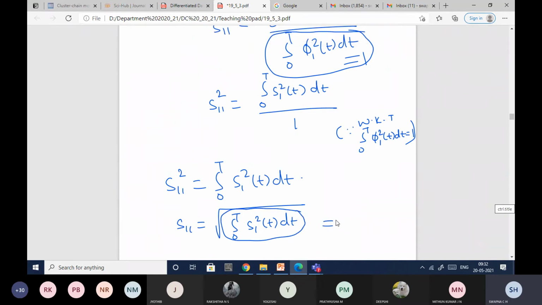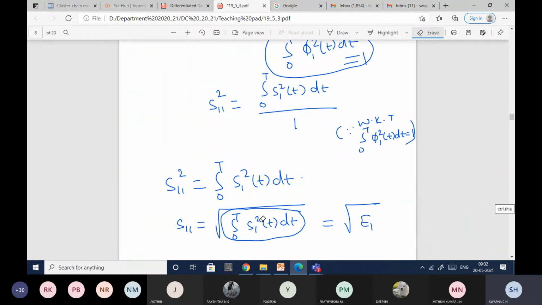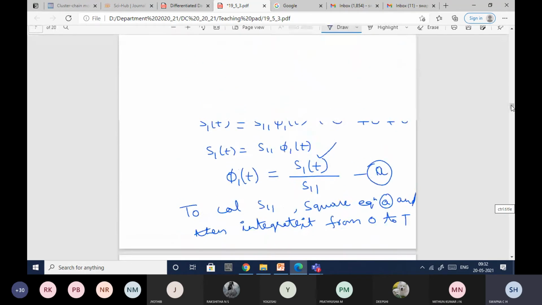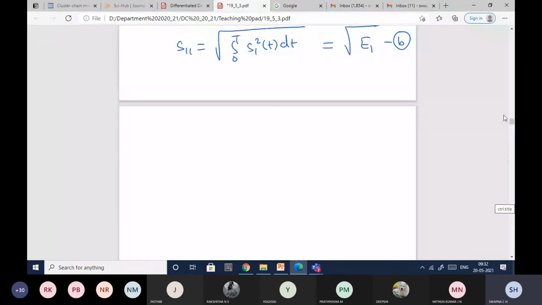Okay, so I can replace this portion with root E1. E1 indicates the energy of signal s1. Now I'll name this as equation B. Now what I'll do is substitute B in A.